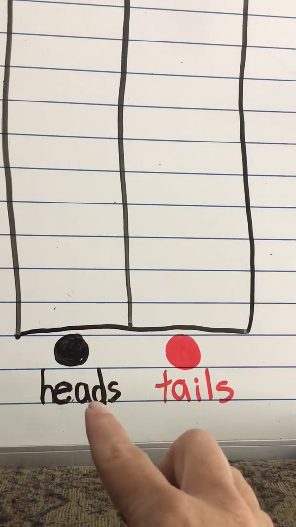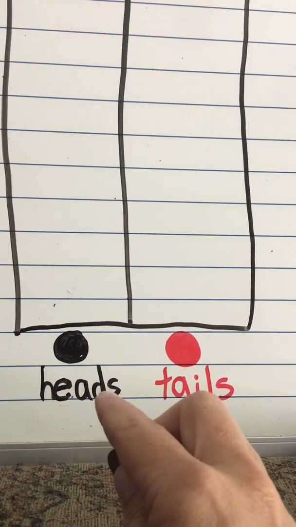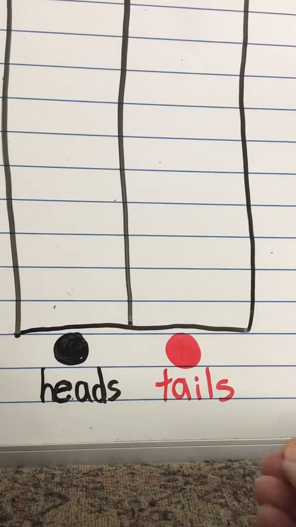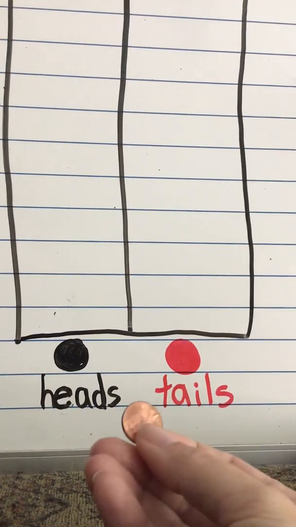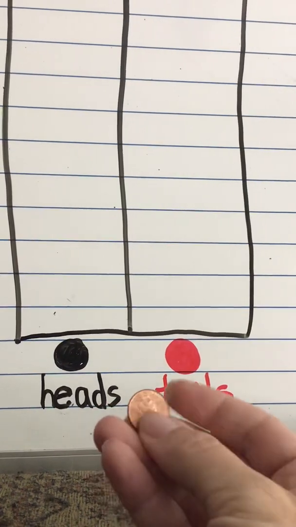Think about the head of an animal is at the top part of its body and the tail is at the bottom part of its body, or the front and the back. So we are talking about opposites. This is going to be heads. This is going to be tails.